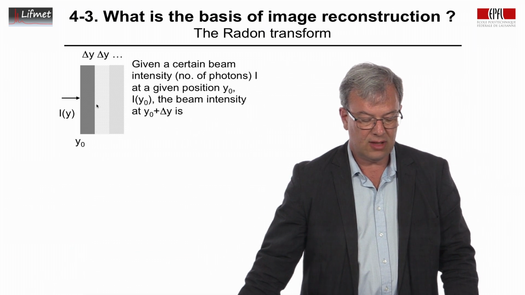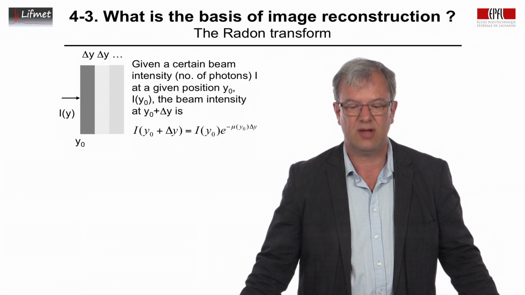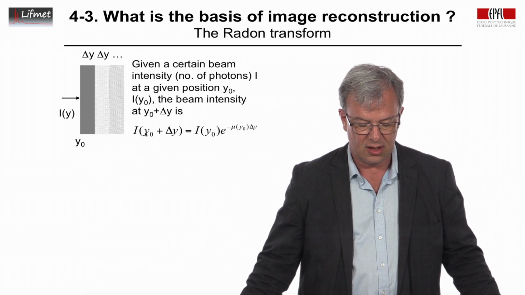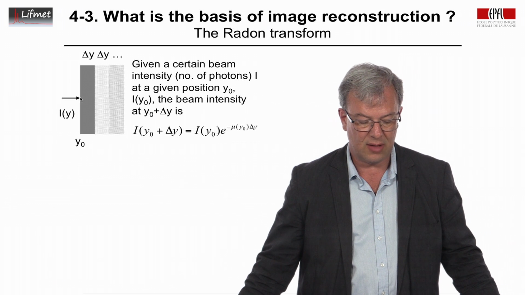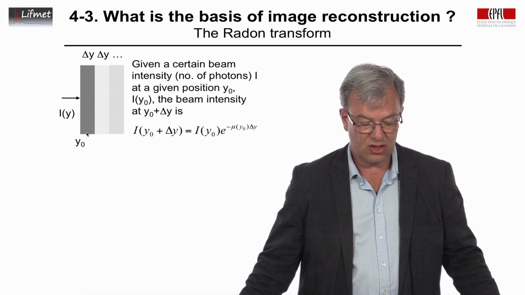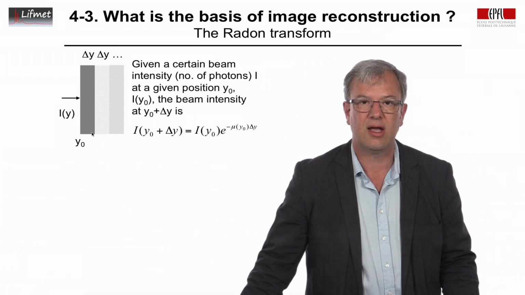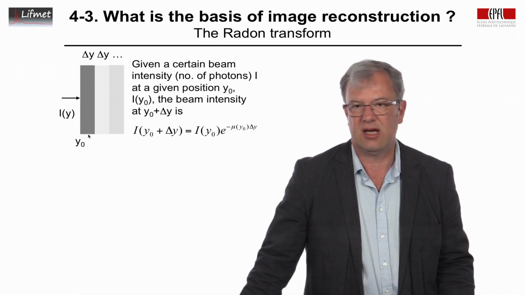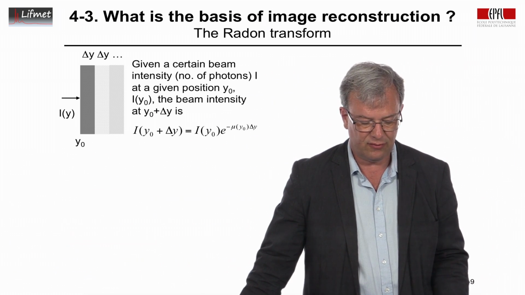And so we can now calculate the intensity at y0 plus delta y. And this intensity is given by the same equation we have discussed earlier and last week. The intensity at this position is given by the intensity of the incoming photon beam at this position, times e to the minus mu, the linear attenuation coefficient at this position, times delta y. Here we're assuming that across delta y the linear attenuation coefficient does not change. That's a fair assumption. We can always choose delta y sufficiently small that this condition is fulfilled.